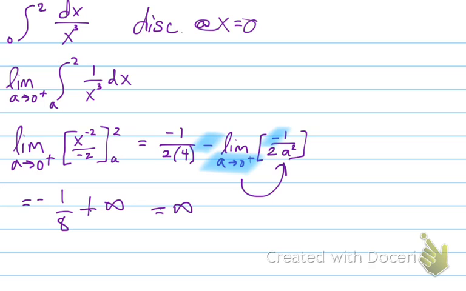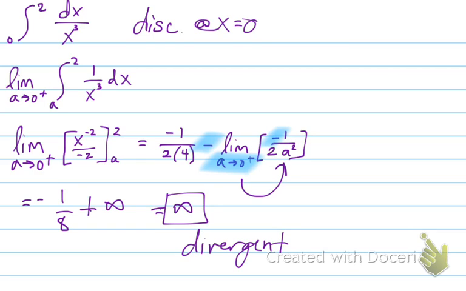So negative 1/8 plus infinity is infinity. So this integral is going to diverge. This is divergent, unlike the last one, which is convergent, because the limit goes to infinity. So therefore, you cannot calculate how much area is underneath this curve from 0 to 2.